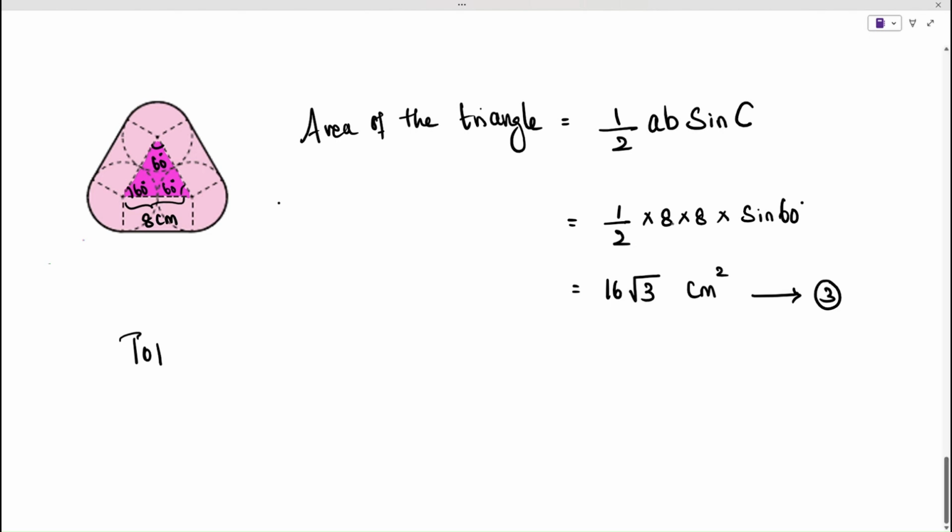So what we can do now is to find the total area of our shape. We add the 3 areas that we have calculated. So we have the area of our rectangles, which is 96 centimeters squared. We have our area of our sectors, which gives us 16 pi, so plus 16 pi. And we have the area of our equilateral triangle here, which is 16 root 3. So if we plug all these values into our calculator, we will get the total area as 174 centimeters squared. This is to 3 significant figures.